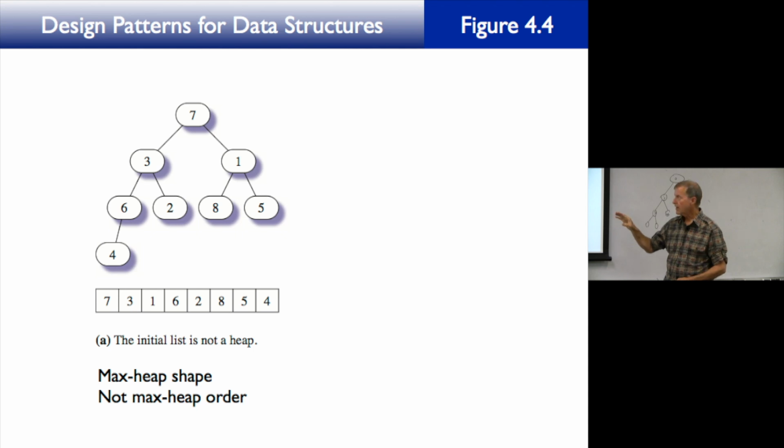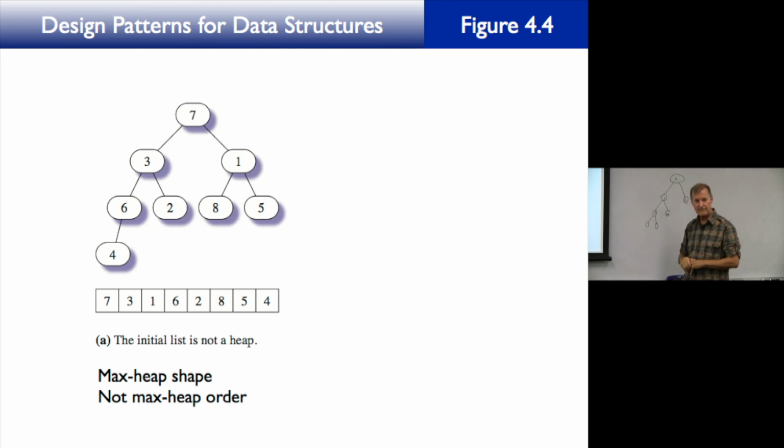Does everybody see? And what about the 1? That's also bad, because 1 is not greater than or equal to 8, and it's not greater than or equal to 5. Now the 6 is a good one, because 6 is greater than or equal to 4. But it has to have that property for all the nodes. Is everybody clear on this?